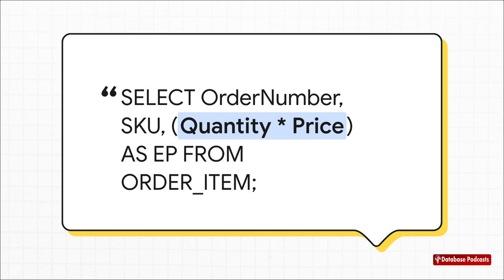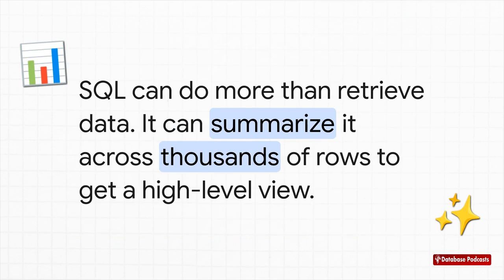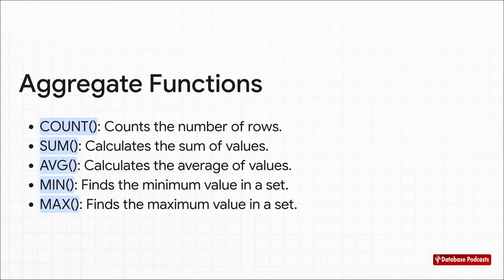You can do the math right there in your select statement. Look at this. We're multiplying quantity by price, and then we use the as keyword to create a brand new temporary column called EP, which stands for extended price. No spreadsheet required. How cool is that? So being able to do math on every single row is fantastic, but SQL can go even bigger. We can use it to summarize data across thousands, maybe even millions of rows to get that high-level, big-picture view. And these 5 functions are your main toolkit for doing that summarization.